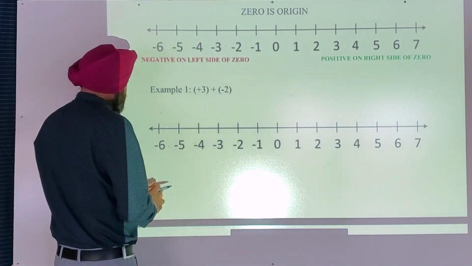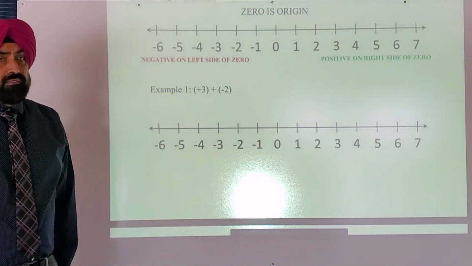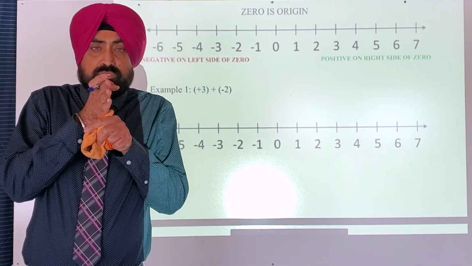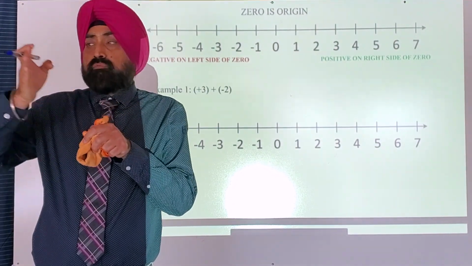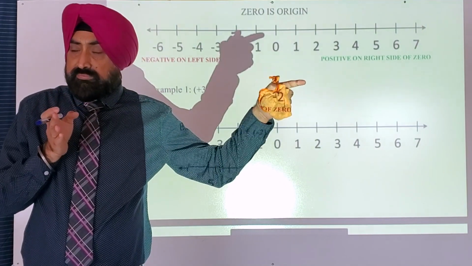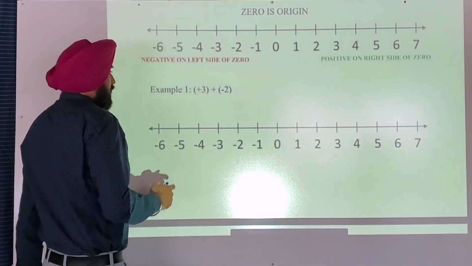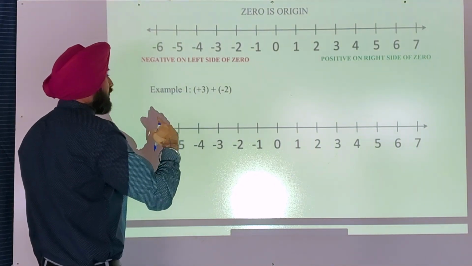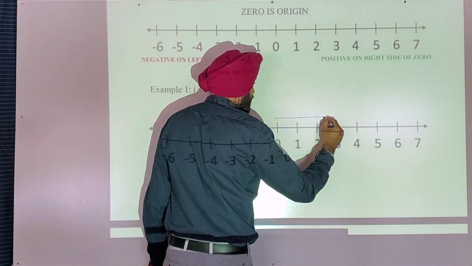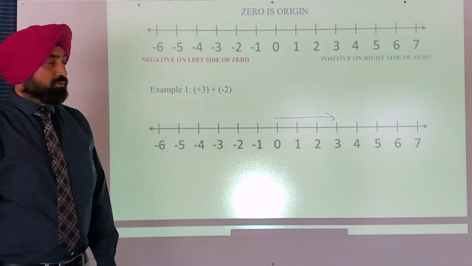Let's see some examples of how we add integers using a number line. In a number line, we always start from 0. If it is a positive number, we go to the right. If it is a negative integer, we go to the left. For example, this is a positive 3. So start from 0. It's a positive 3, so it's 3 units to the right. Using the arrow, we can represent positive 3.